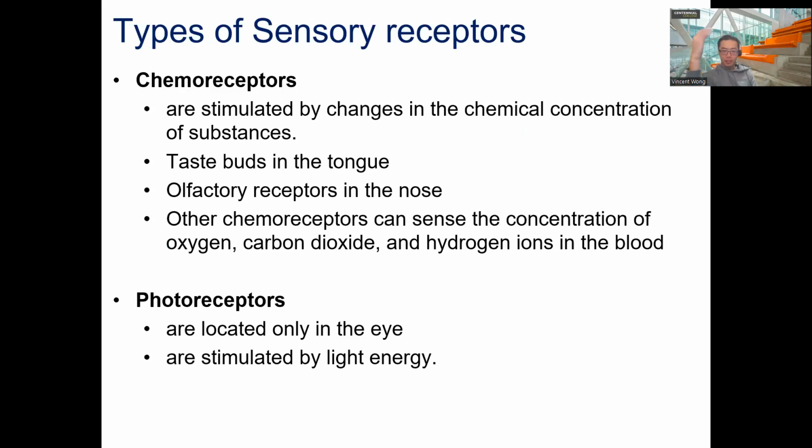But we were talking about different kinds of receptors. There are the mechanoreceptors for pressure and body movement. There are the thermoreceptors for temperature. And then we talked about somatic and visceral nociceptors. And now there are two more.